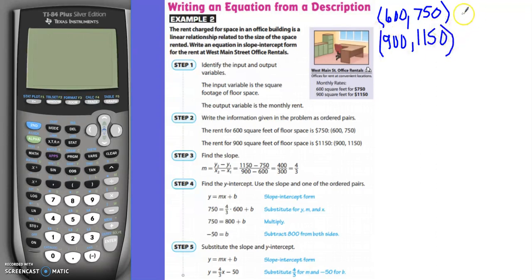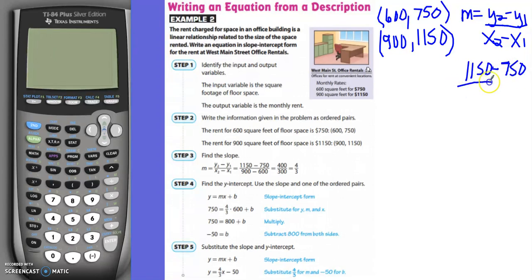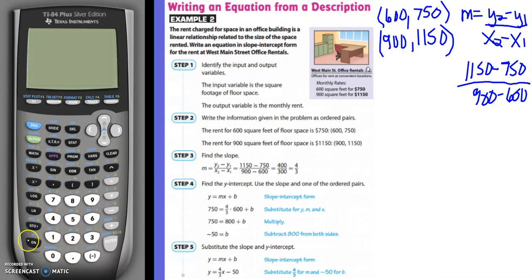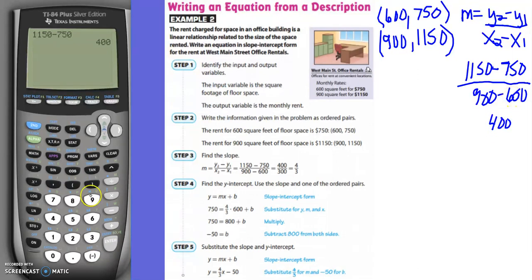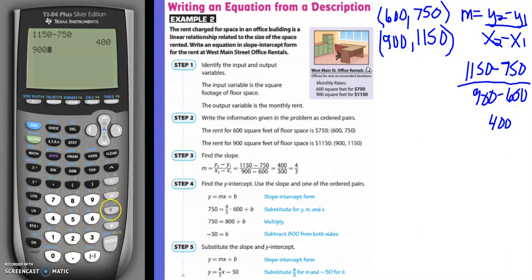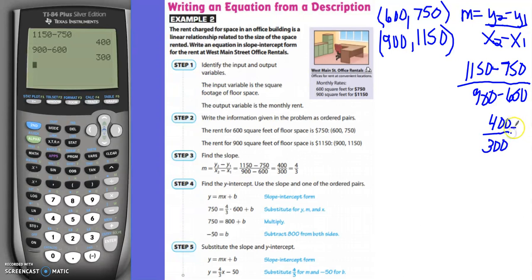If we want to find slope, we're going to do y2 minus y1 over x2 minus x1. So let's do 1,150 minus 750 and 900 minus 600. All right, let's type that in. We have 1,150 minus 750. We get 400. 900 minus 600 will get me 300, which simplifies to 4/3. So the slope is 4/3.